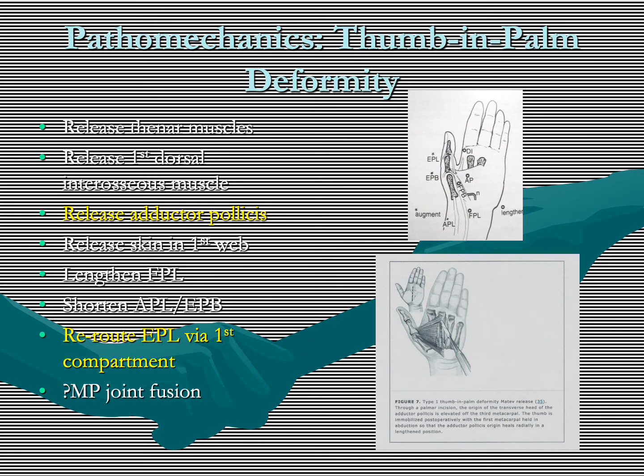The pathomechanics of the deformity are complex, and one or more of these procedures may be necessary in order to balance the forces acting across the joints of the thumb. Commonly, the adductor pollicis is released and the EPL is rerouted via the first dorsal compartment of the wrist.